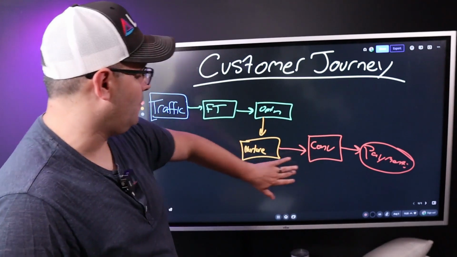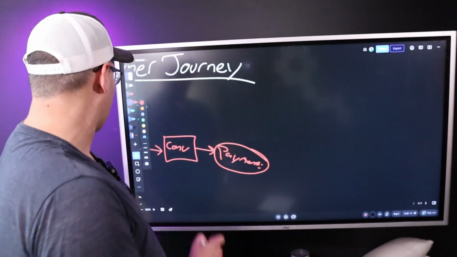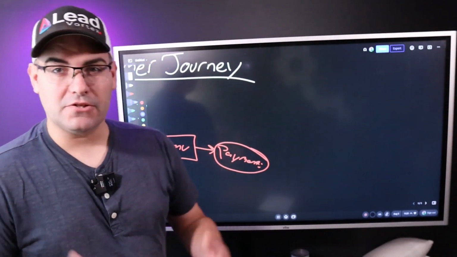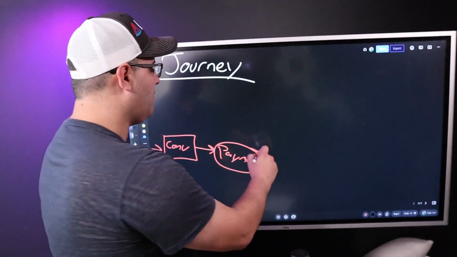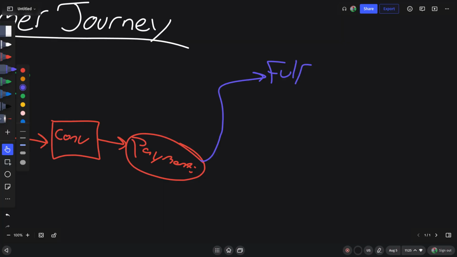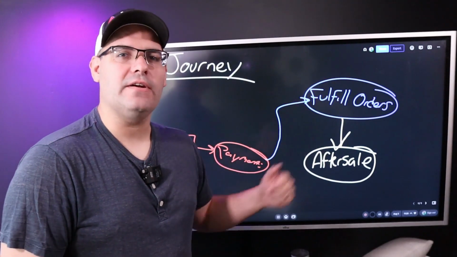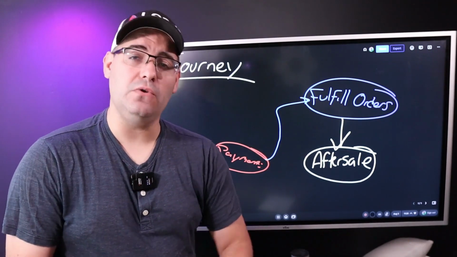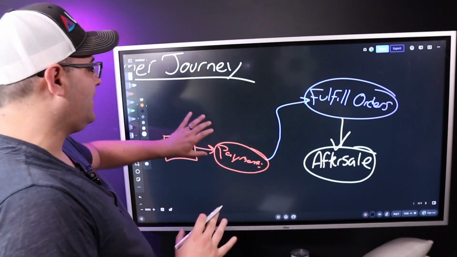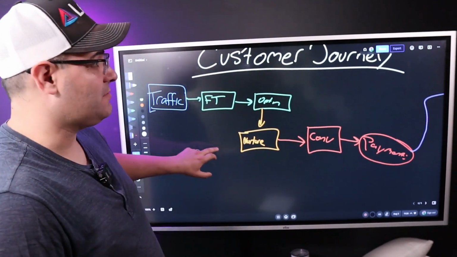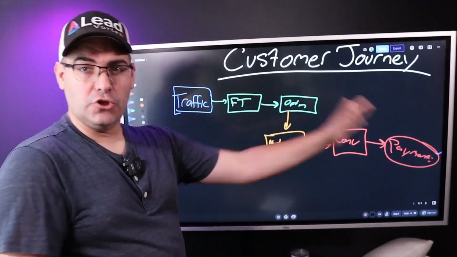And then because I've run out of board here, let's just move this over here. We'll pick purple now because they're already customers. From the process of payments, HighLevel will help you fulfill your orders. And then after you fulfill orders, you're going to drop down here into all of the after sale. This is where you get your reviews and you try to get your referrals. HighLevel can actually handle this entire customer journey from traffic to referral.